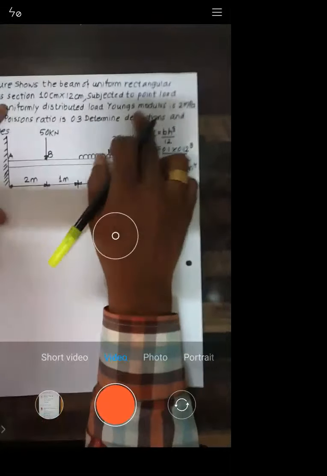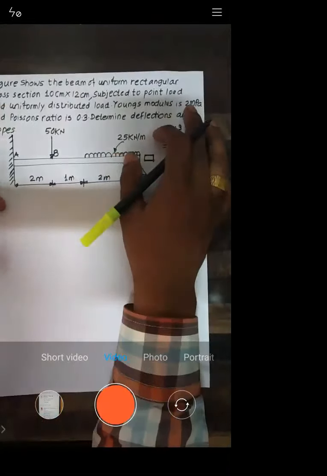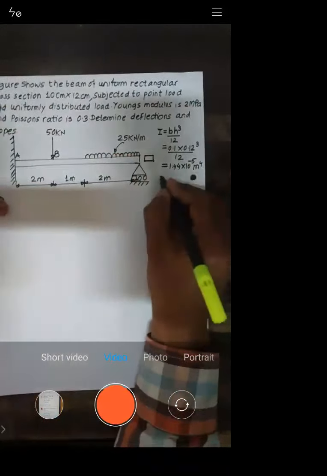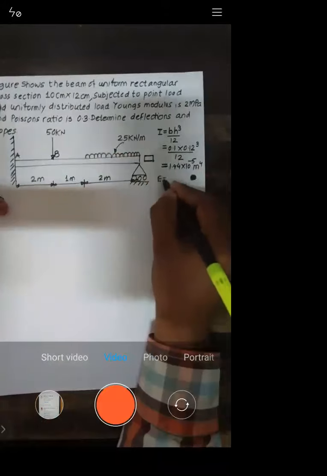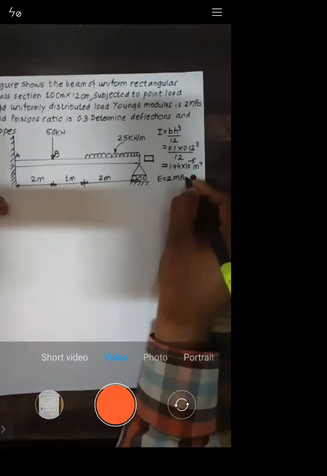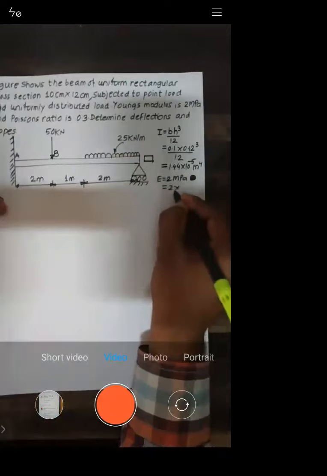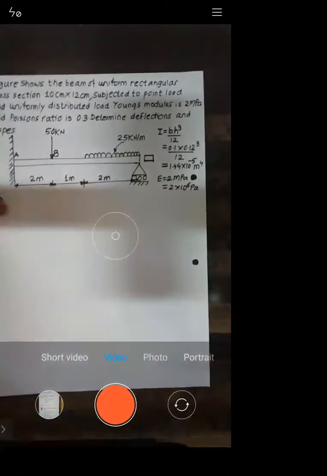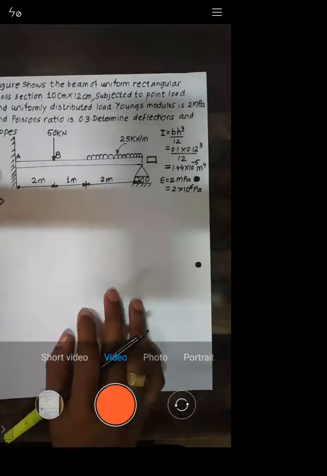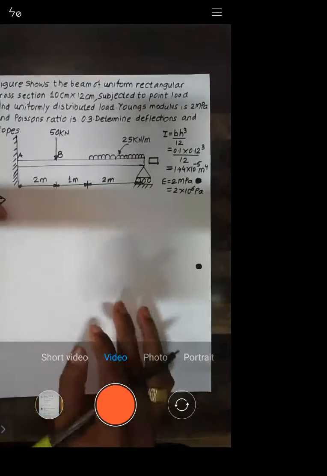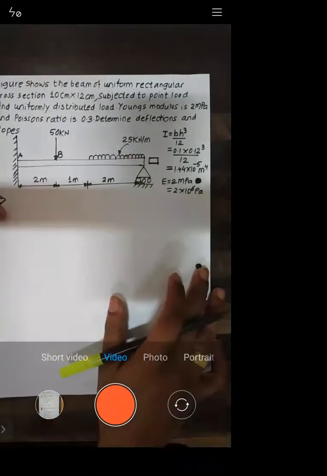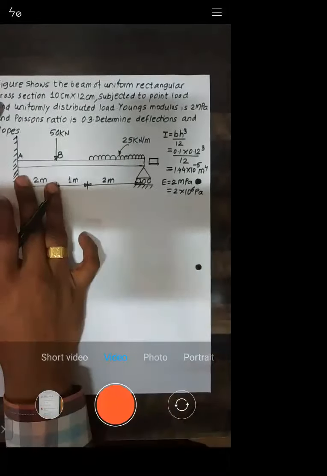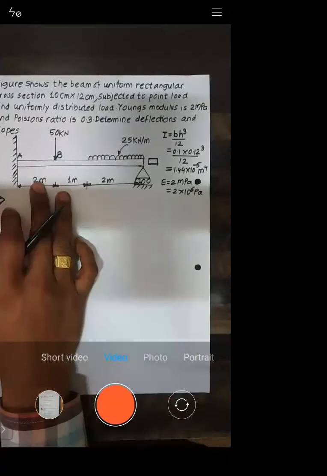Then Young's modulus E is 2 megapascal. That means it is 2 into 10 raised to power 6 Pascal. Now this is with the unit conversions. Now we need to start with the solution of the problem.